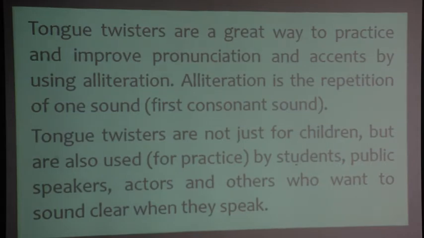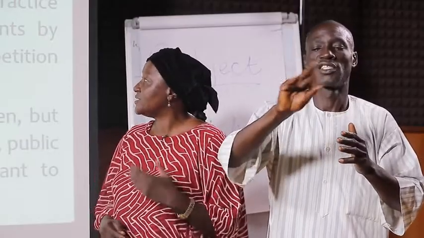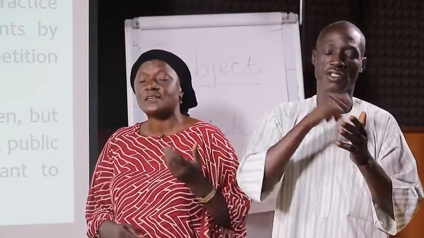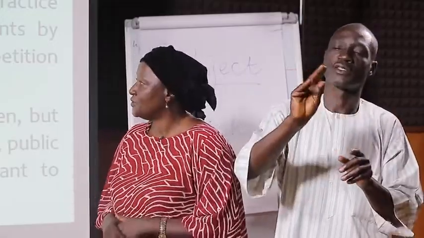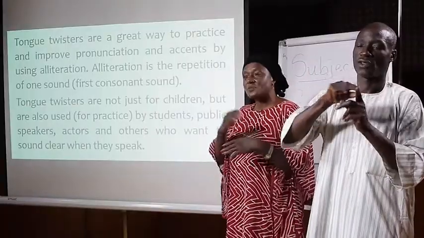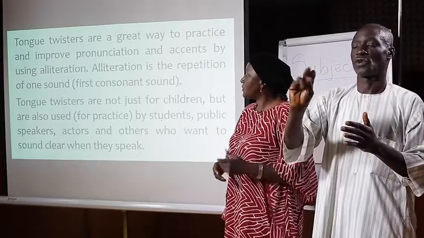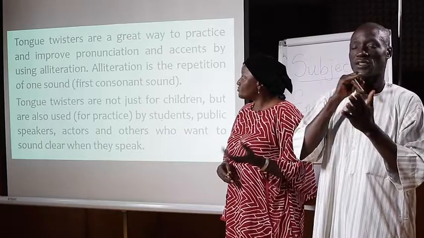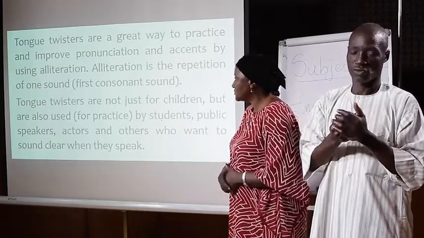and accents by using alliteration. In our lesson on parts of speech, we talked about alliteration, and we defined alliteration as the repetition of the first consonant sound in the word. So, when you have a repetition of this consonant sound, especially the first letter, the first sound, it is an alliteration, and it is very good as a tongue twister used in learning pronunciations.